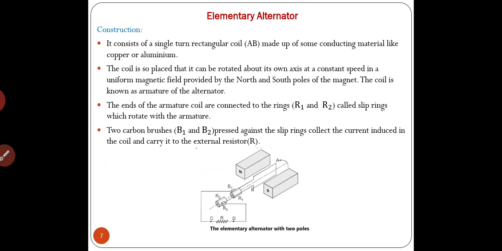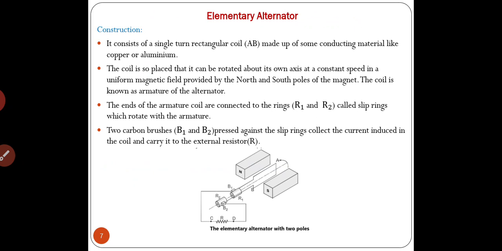The ends of the armature coil are connected to the rings R1 and R2 called slip rings, which rotate with the armature. At the ends of the coil AB, which is shown here in the diagram, there are two slip rings R1 and R2, and these collect the current which is generated during the relative motion between the magnetic field and the coil. Two carbon brushes B1 and B2 pressed against the slip rings collect the current induced in the coil and carry it to the external resistor R.